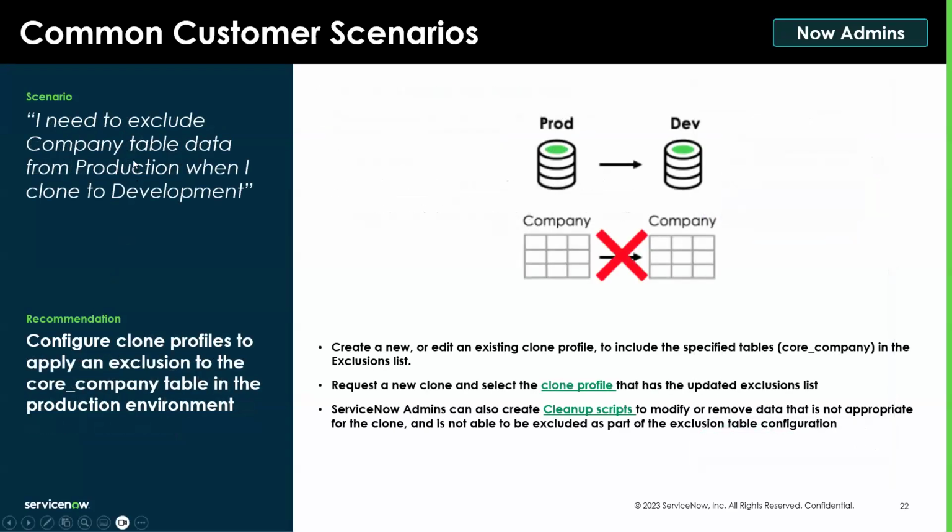So, last scenario in data and privacy: I need to exclude company table data from production when I clone down to development. How can we do that? Yeah, so this is just a simple one. I saw that there were a lot of now platform admins, you're probably pretty familiar with this. So really just reminding people that using clone profiles, exclusions, cleanup scripts and exclusion lists is really important for your cloning. This is what we can do out of the box.